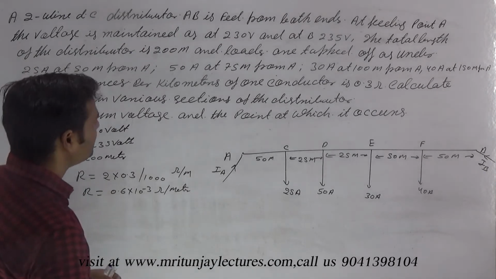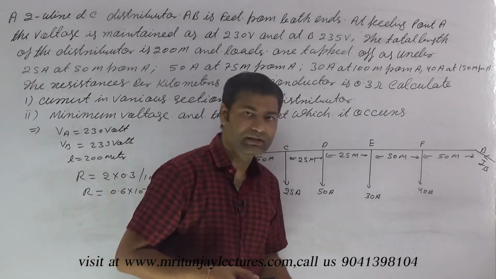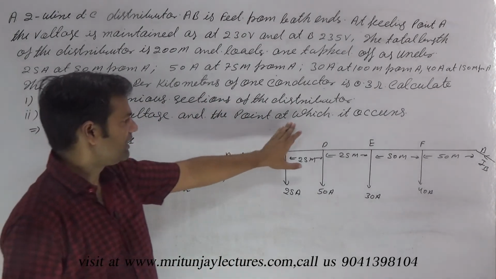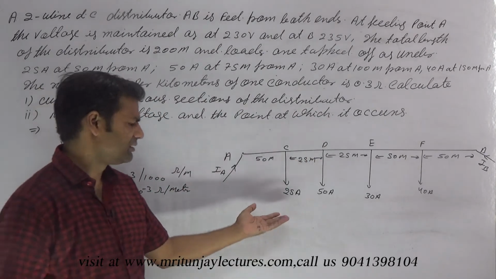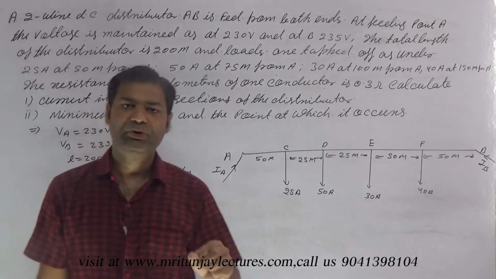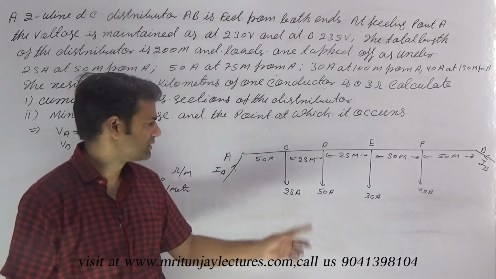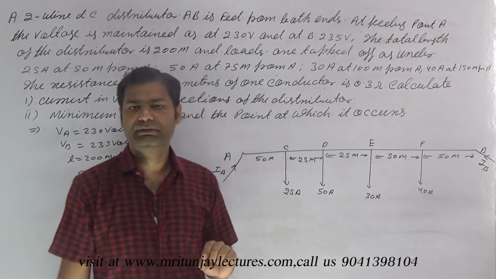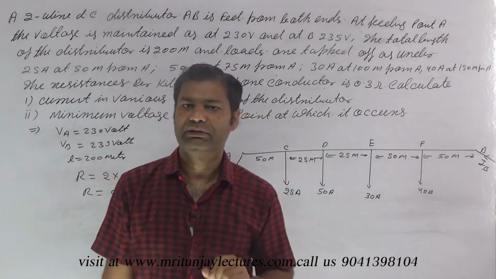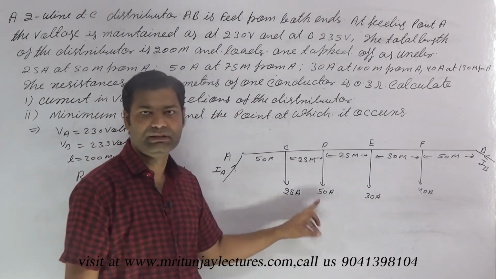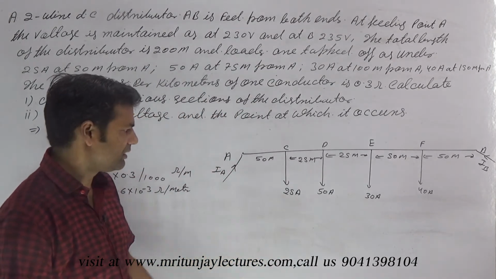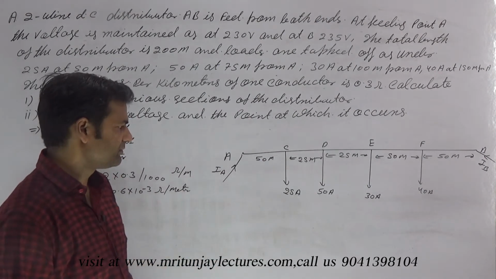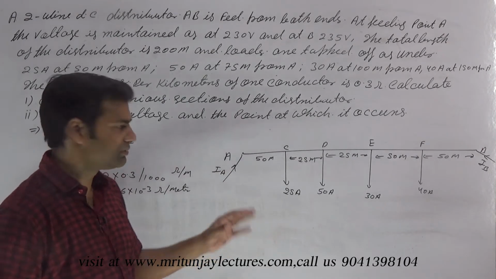Now our motto is to determine the current in the various sections, the minimum potential, minimum voltage, and the point at which it occurs. At minimum potential, the current is maximum. Point D is the point corresponding to minimum potential, because of the maximum current here. I can also prove it with the help of the numerical values in this question.